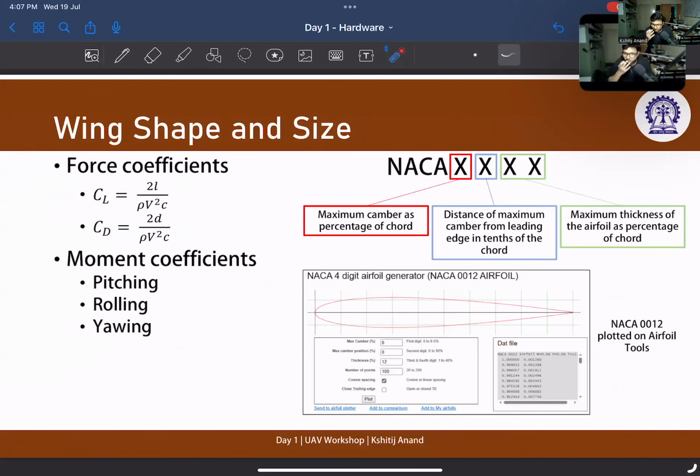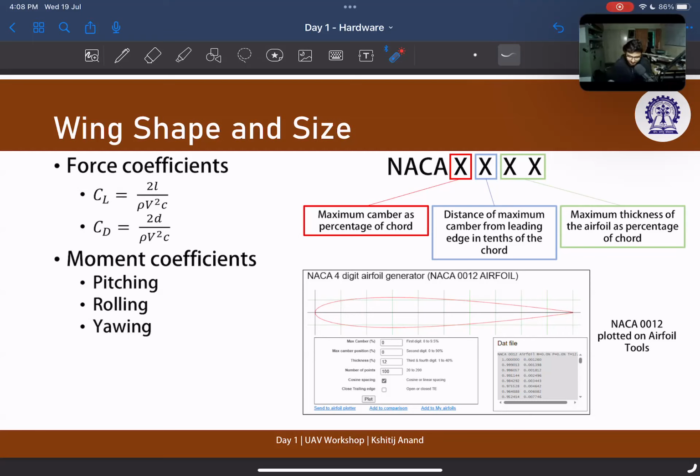So basically, the two characteristic force coefficients which determine the behavior or properties of an airfoil are the lift and drag coefficients. Okay, so the lift and drag coefficients are the ones which describe the property of these airfoils.